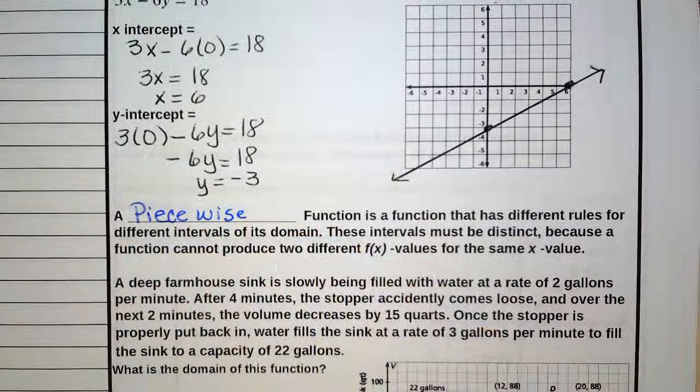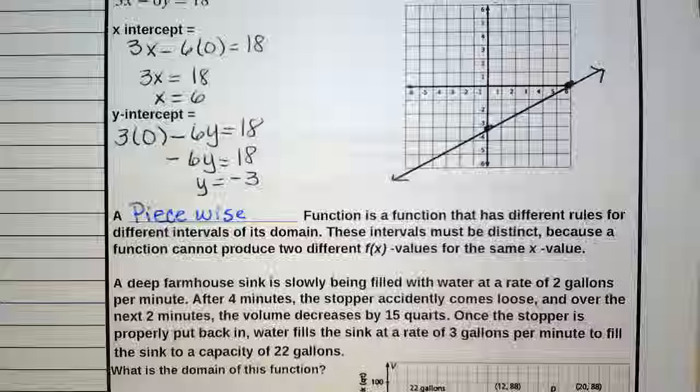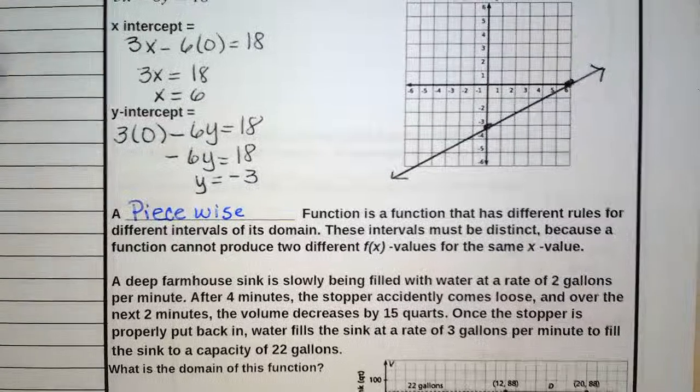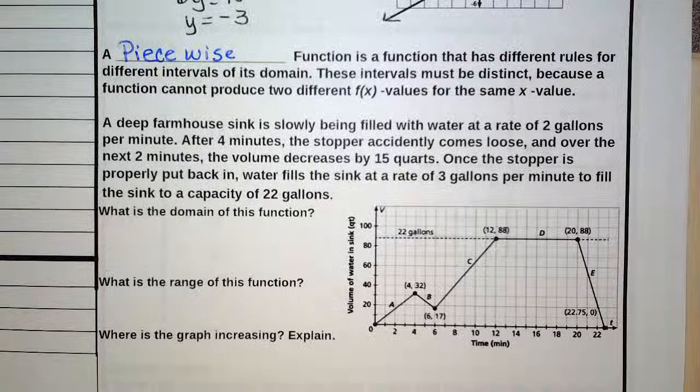If you think about the word itself, it's got piece in it, which would lead you to think of different pieces of a graph. So if we're looking at how they apply, a deep farmhouse sink is slowly being filled with water at a rate of 2 gallons per minute. After 4 minutes, the stopper accidentally comes loose, and over the next 2 minutes, the volume decreases by 15 quarts. Once the stopper is properly put back in, the water fills the tank at a rate of 3 gallons per minute to fill the sink to a capacity of 22 gallons.